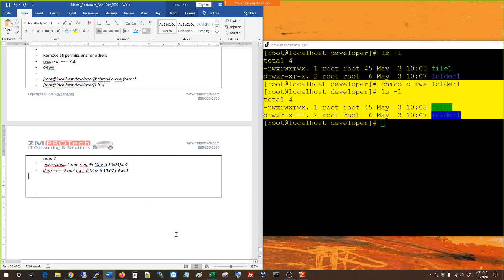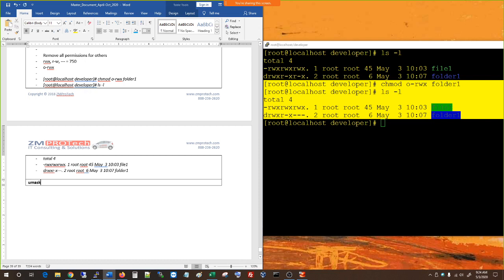All right, so let's move on. There is a concept called umask. What is umask here? Let's see. Umask means to take away the permissions.